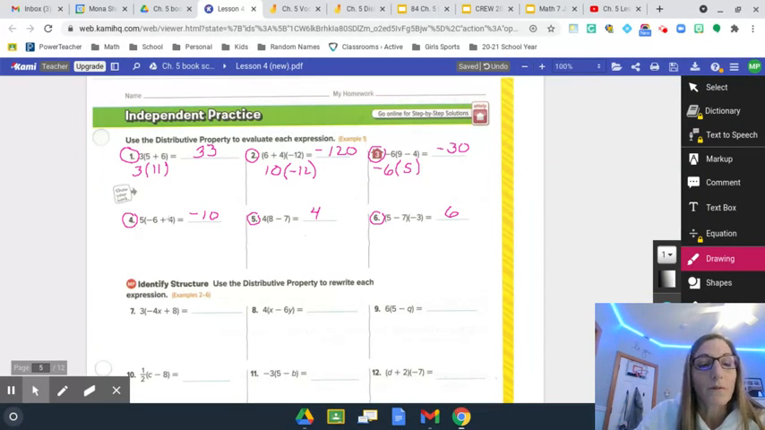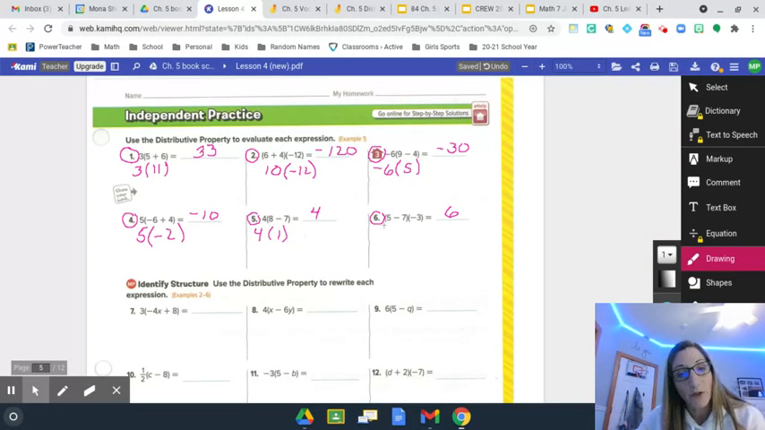Number 4, negative 6 plus 4 in parentheses is negative 2. Negative 2 times the 5 on the outside is negative 10. One positive, one negative multiplied equals a negative, negative 10. Number 5, 8 minus 7 is 1. 1 times 4 is 4.